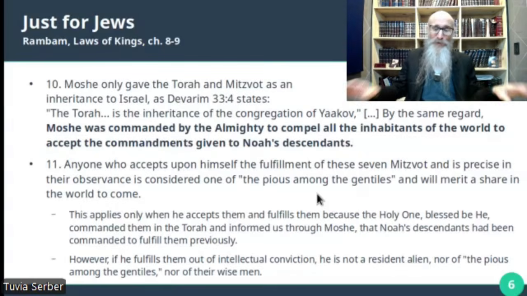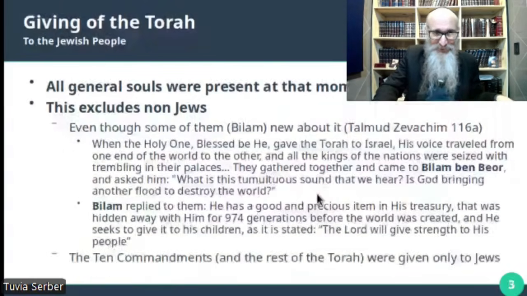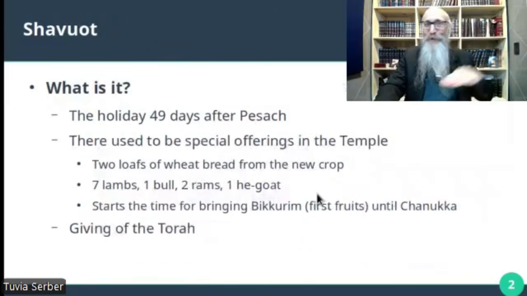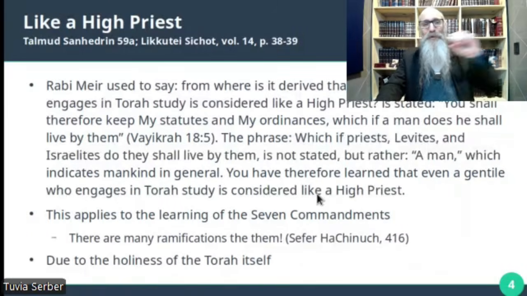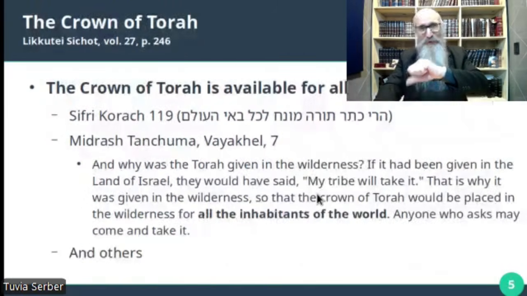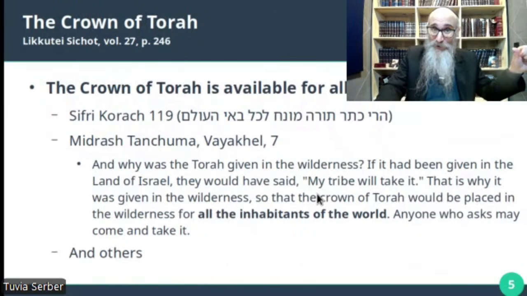Okay, so let's go back just a second and see how we go back and forth. Wait a second. The Torah was given to the Jews. The Torah was not given to the non-Jews. But a non-Jew learning Torah is like a high priest, and then he could even have the crown of Torah, if he really dedicates, or she dedicates, and so on.